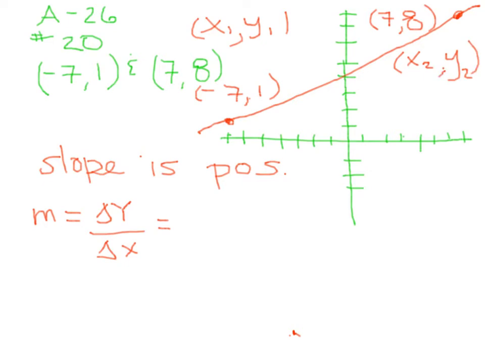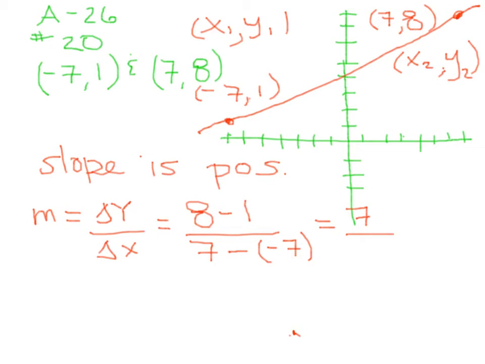So I know that y2 is 8, so I have 8, and y1 is 1. So I have 8 minus 1 in my numerator. And in my denominator, I have my change in x. So x2 is 7 and x1 is -7. So I have 7 minus -7. And I know that 8 minus 1 is 7.